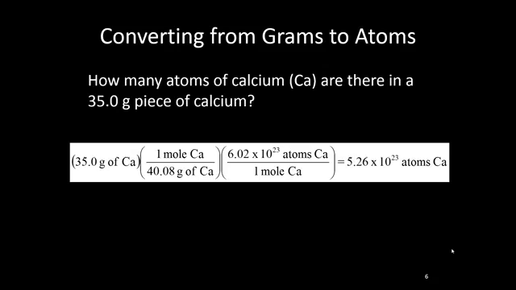In this case, we will take 35.0 grams of calcium. We will divide by the molar mass of calcium, which is 40.08 grams per 1 mole. And then we will multiply by 6.02 times 10 to the 23rd atoms of calcium per 1 mole. Carrying out this calculation in our calculator, we figure out that a 35.0 gram piece of calcium contains 5.26 times 10 to the 23rd atoms of calcium.